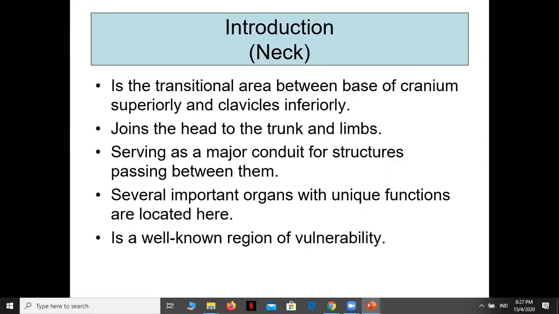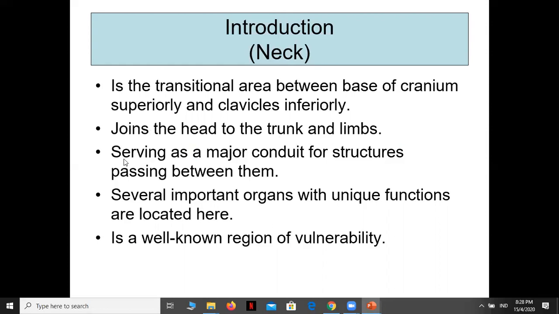Okay, so for the introduction part, what is the neck actually? The neck is the transitional area located between the base of the cranium, which is located superiorly, and the clavicle, which is located inferiorly. So it's a transitional area between the cranium and the clavicle. And what is the function of the neck? It joins the head to the trunk and also the limbs. So that is the function of the neck.